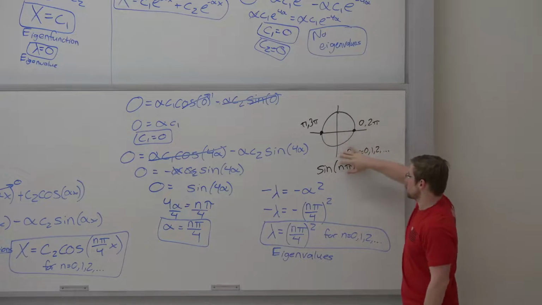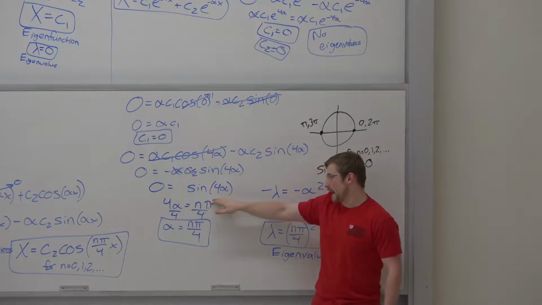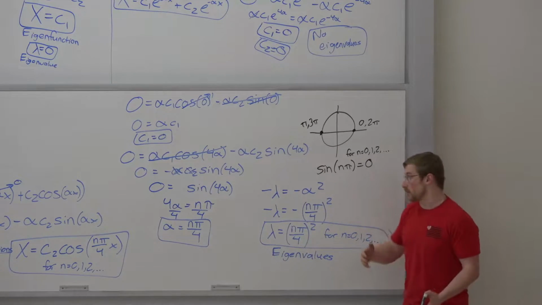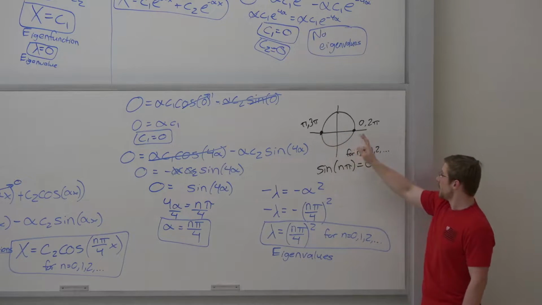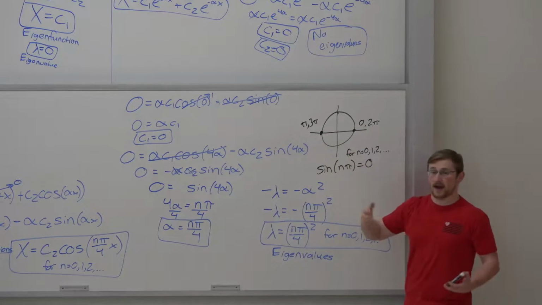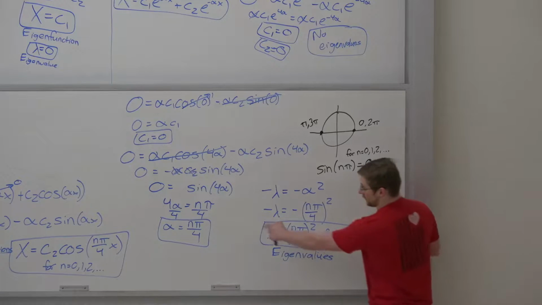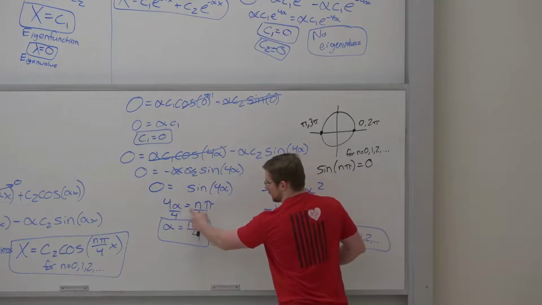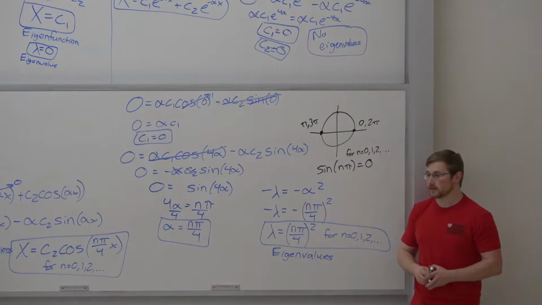The reason we used this unit circle was because I knew that sine of 4 alpha had to be equal to 0. So what values of sine give me 0? Well, I know that sine is 0 at pi, at 2 pi, at 3 pi, and every other multiple of pi. So sine of n pi is equal to 0. If I know that sine of 4 alpha and sine of n pi are both equal to 0, then I can set 4 alpha equal to n pi to figure out what my alpha is.